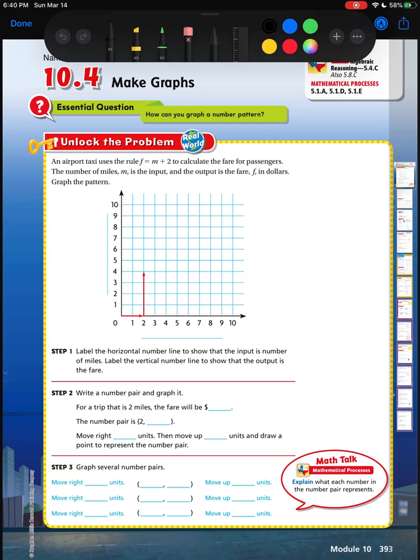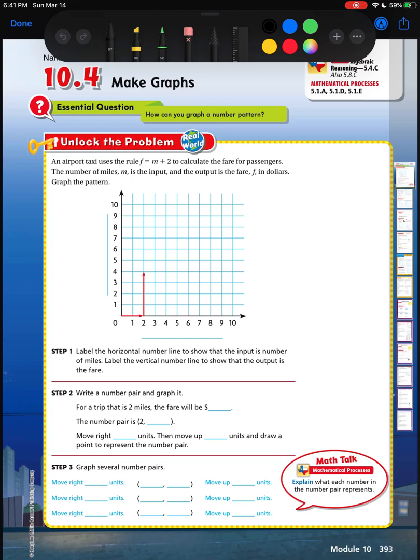Hey, it's Miss Flores. So today we are going to be talking about how to actually make graphs using a rule. So right before spring break, we had learned about the different rules with graphing, looked at how to determine a rule from a graph, but now we have the rule and we're going to make the graph. So let's take a look at our problem.